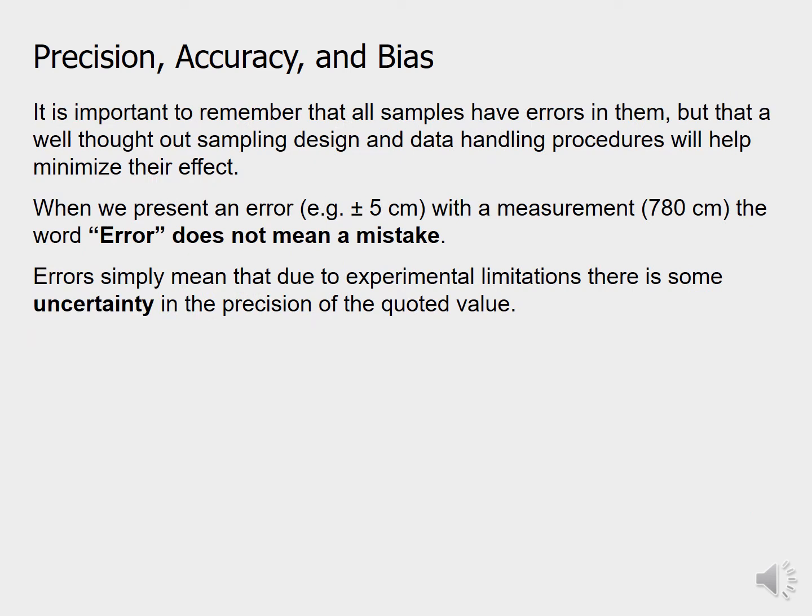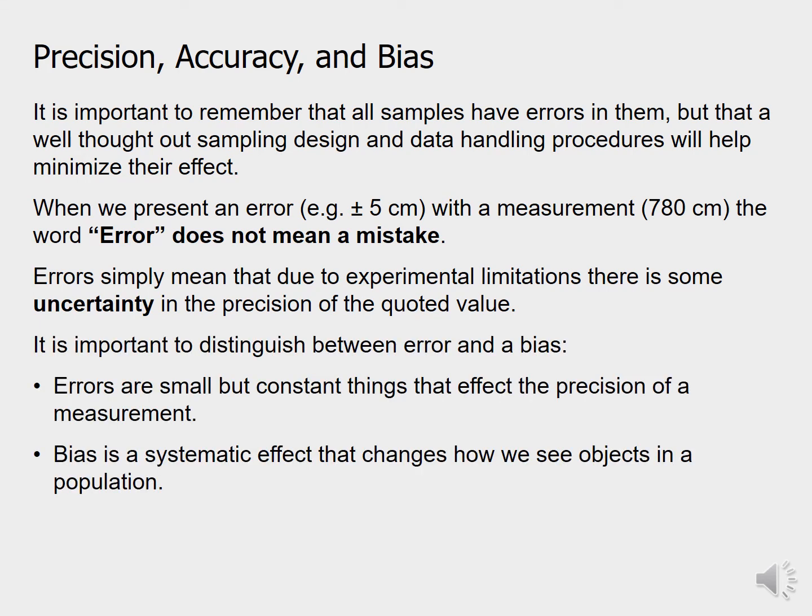It is through our sampling design and data handling procedures that we're able to minimize the effect of sampling errors. It is important to remember when we describe a value as having an error of, say, plus or minus 5 centimeters, the word error does not mean a mistake. All we are describing is the precision in the measurement as a function of the experimental or sampling limitations.